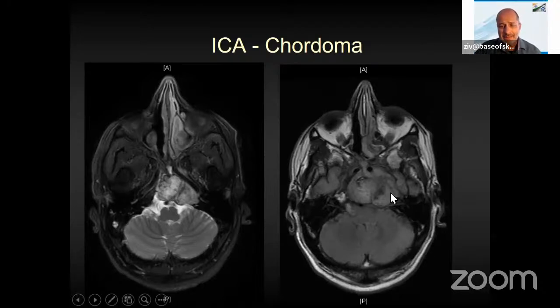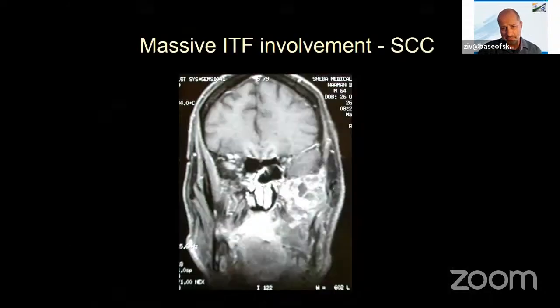So in this case, an endoscopic approach is not feasible, and we would prefer to perform an open approach, a lateral approach most likely, whether from one side or both sides. This is beyond the scope of the talk.